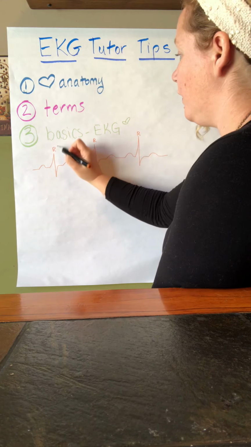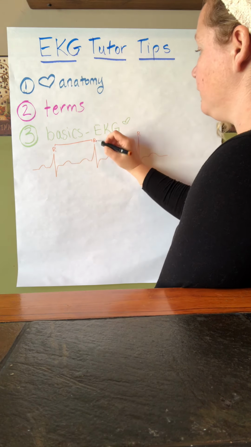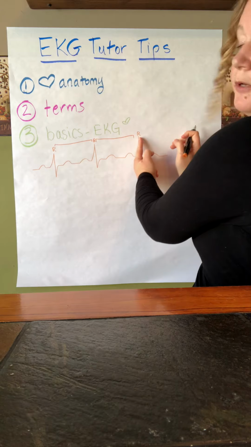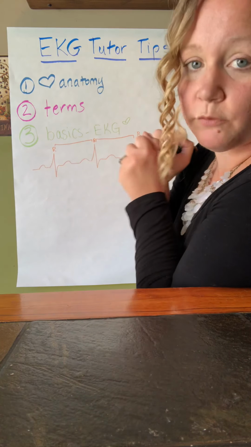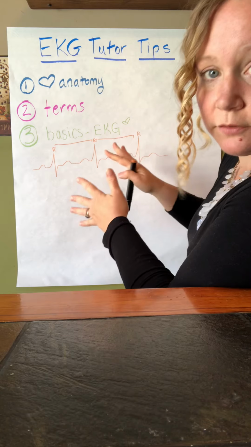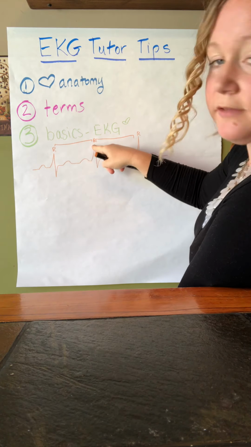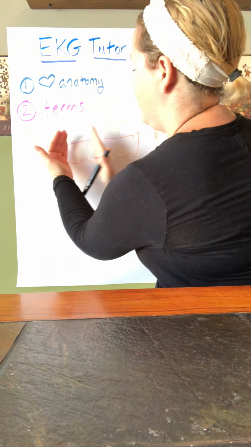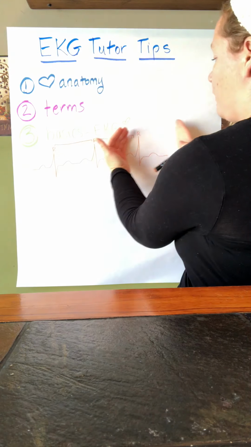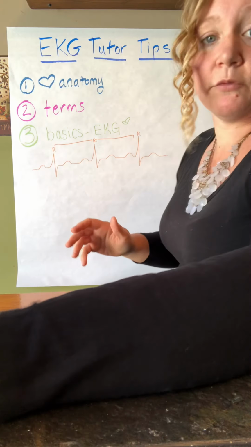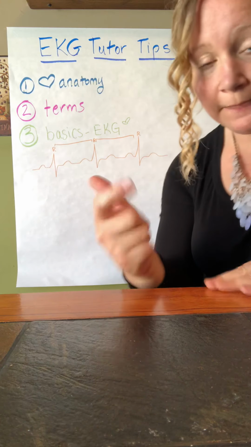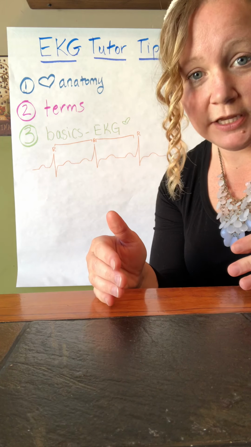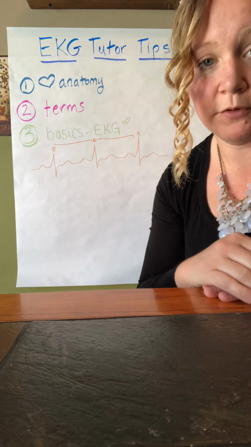QRS. So the R to R interval, these spaces should be equally distanced from each other. It's like the one time in nursing you're allowed to say regular. This is a regular rhythm because the spacing of my R's are equally distanced from each other. If they were irregular, if one was here and the other one was spaced out more and then spaced out more or even smaller, that would make it irregular. So understanding anatomy, understanding your terms, and understanding the basics of an EKG. Then branch out and try to remember all the different ones.